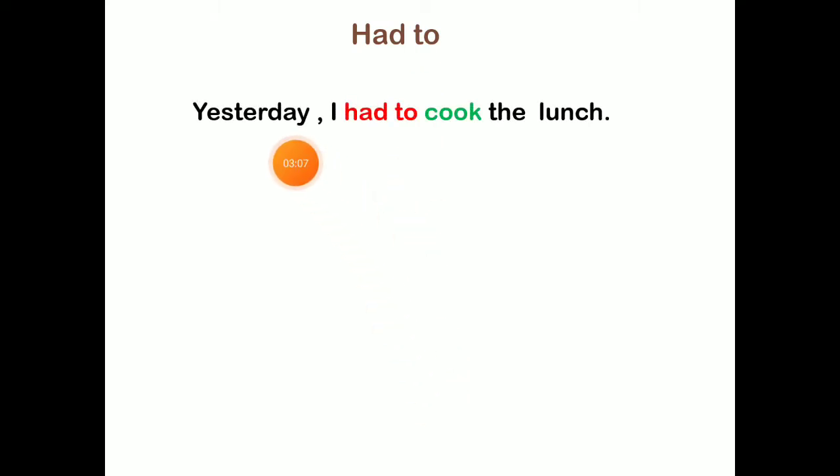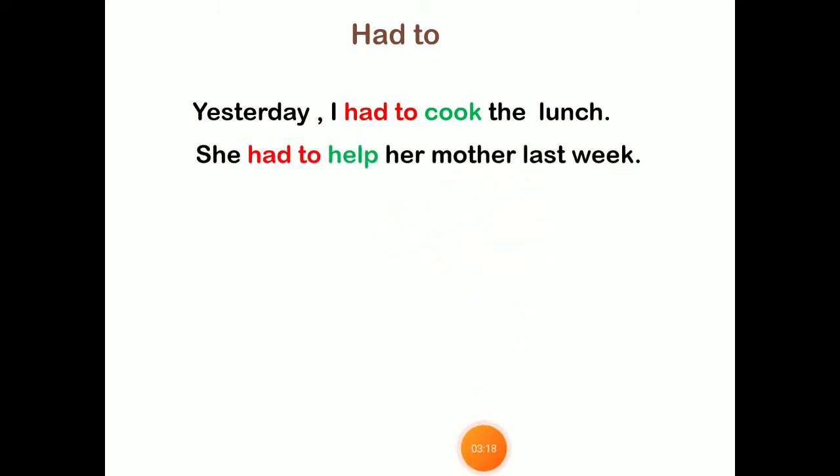Had to. Had to is the past form of have to and has to. هي الماضي من have to و has to. Okay, it means it was necessary in the past. Yesterday I had to cook the lunch. كان من الضروري بالأمس أن أطبخ طعام الغداء. Okay, it was necessary in the past. She had to help her mother last week. كان من الضروري لها أن تساعد أمها في الأسبوع الماضي. It was necessary for her to help her mother.